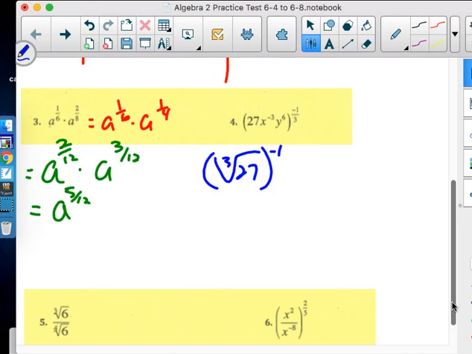If we don't want to use cubed root, and we want to raise these to this power, we multiply. So negative 3 times negative 1/3 would be x to the 1st. And then we'd have y to the negative 2. Now, do we know what the cubed root of 27 is? It's 3.